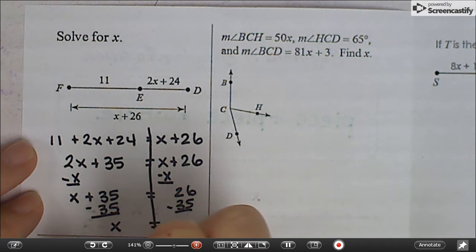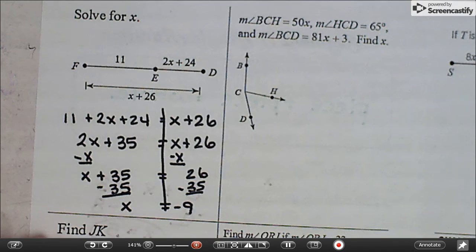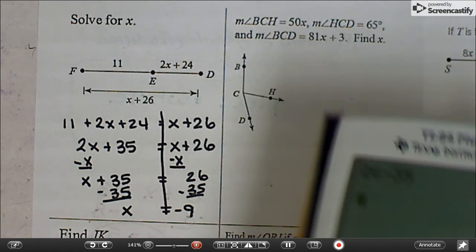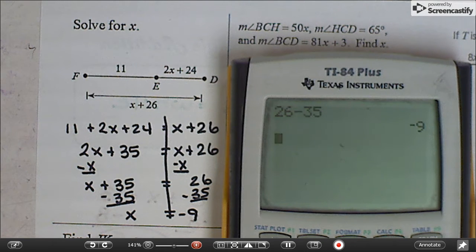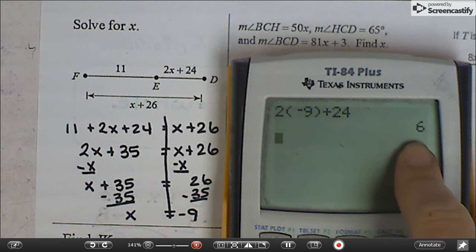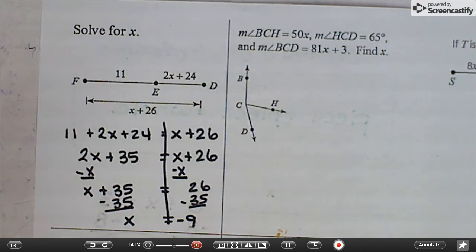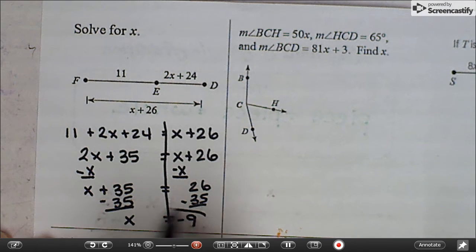X equals negative 9. Now I'd like to point out that x, it's okay to be negative if x is negative, but it's not okay for an angle or a segment length to be negative. So if we plugged negative 9 back in, 2 times negative 9 plus 24, and we got a negative here for this length, that would be a problem. But because it's not talking about length, x is just a value that works just like this, and it's asking for x, so we're done.